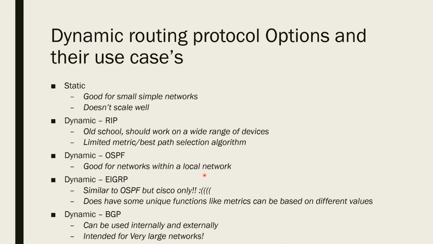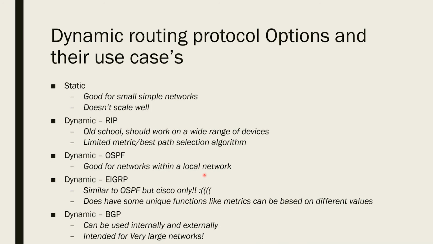You then have EIGRP. As I mentioned before, it is Cisco only, which is a pain, but it is very similar to OSPF. Now, it does have some very specific functionalities that others don't. So, you can base your metrics on different values like bandwidth and reliability. That is unique to EIGRP. There aren't any other protocols that I know of personally that do that, or at least there aren't any well-known protocols that I know of that do that. It also has the ability to flip between a primary path and effectively a pre-calculated backup path, which yet again is a really nice functionality if you want quick failover.